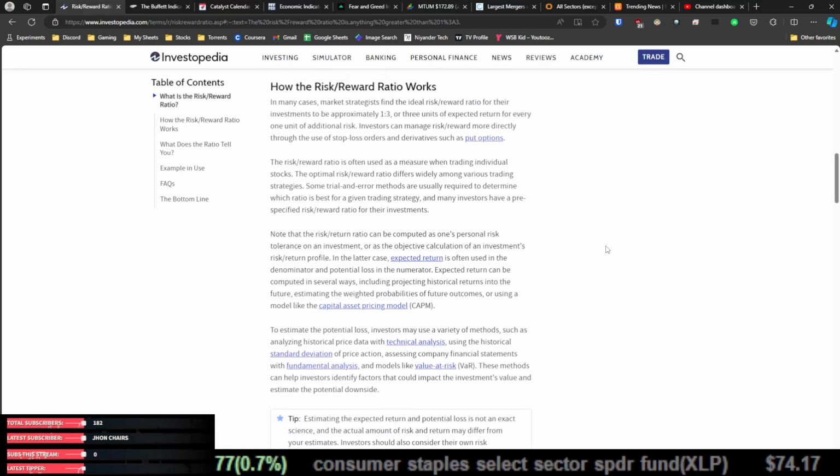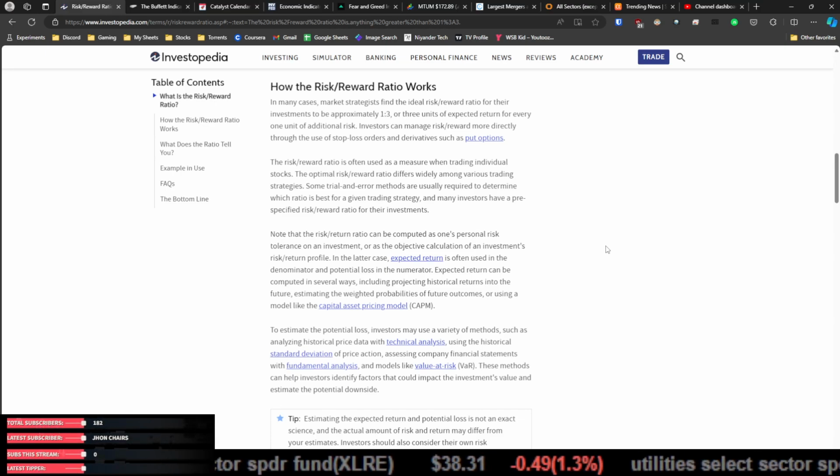In many cases, market strategists find the ideal risk reward ratio for their investments to be approximately 1 to 3, or 3 units of expected return for every 1 unit of additional risk. Investors can manage risk reward more directly through use of stop loss orders and derivatives such as put options.